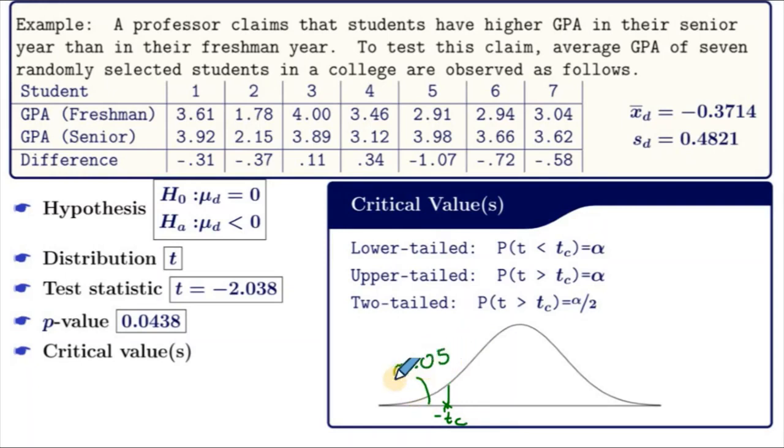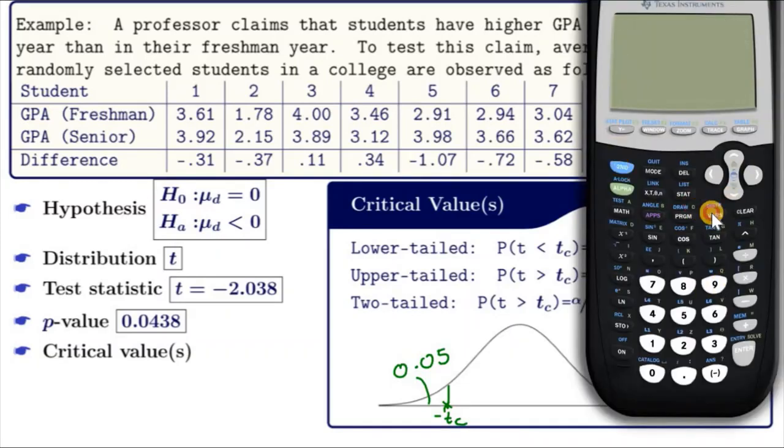To find the critical value, we can use different tools like calculator, Excel, and table. Here I will show you how to do this using TI calculator. For other methods, please see my other videos. Now let me pull up my calculator up on the screen.